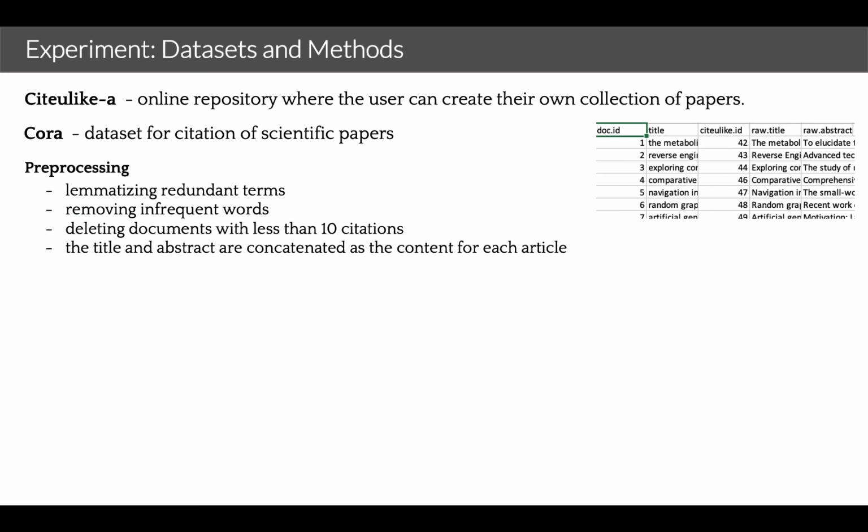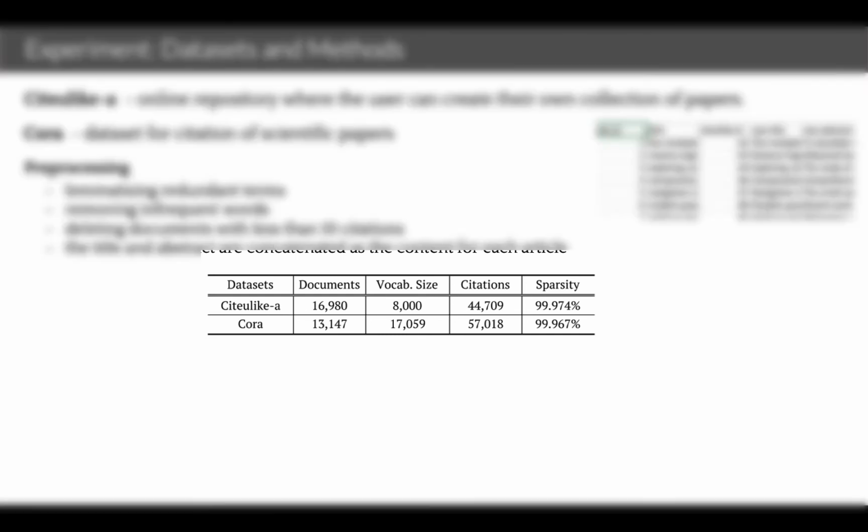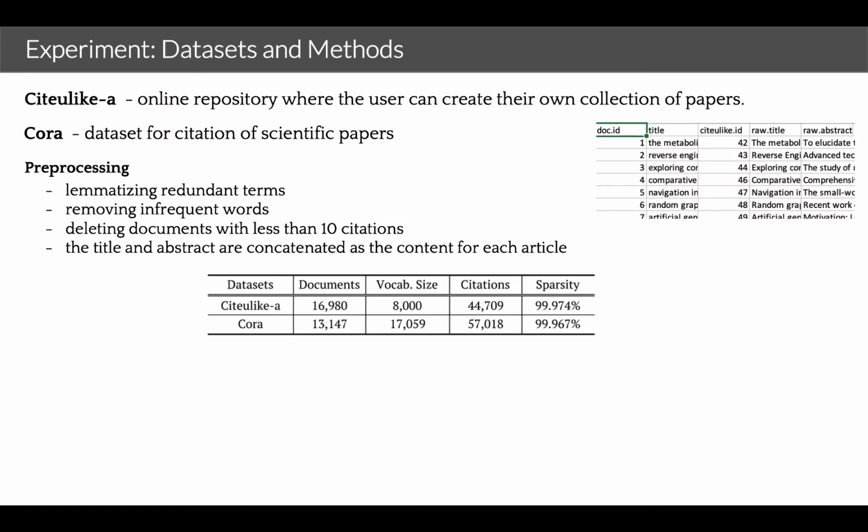For both datasets, preprocessing was done, of course: lemmatizing redundant terms, removing infrequent words, and also deleting documents with fewer than 10 citations. And the title and abstract are concatenated as the content for each article. The table shows descriptive statistics for each dataset. And you can notice both datasets are very sparse. 80% was used for training and 20% for testing.